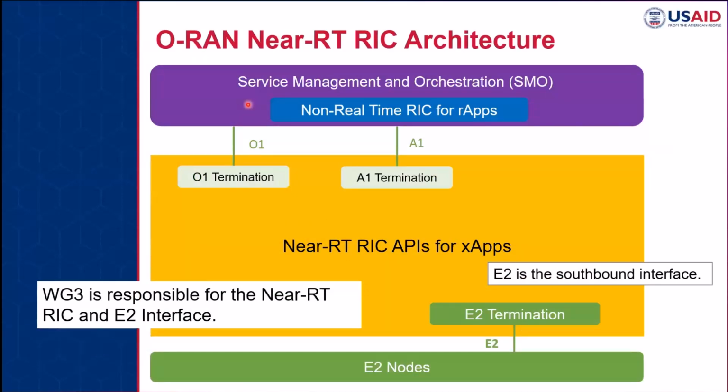Now let's go to the near-real-time RIC architecture. It is composed of the O1 termination, which handles the interface between the non-real-time RIC, the SMO, and the near-real-time RIC. The A1 termination is connected to the A1 interface going to the non-real-time RIC. And inside this near-real-time RIC, there are apps or microservices that we call xApps.